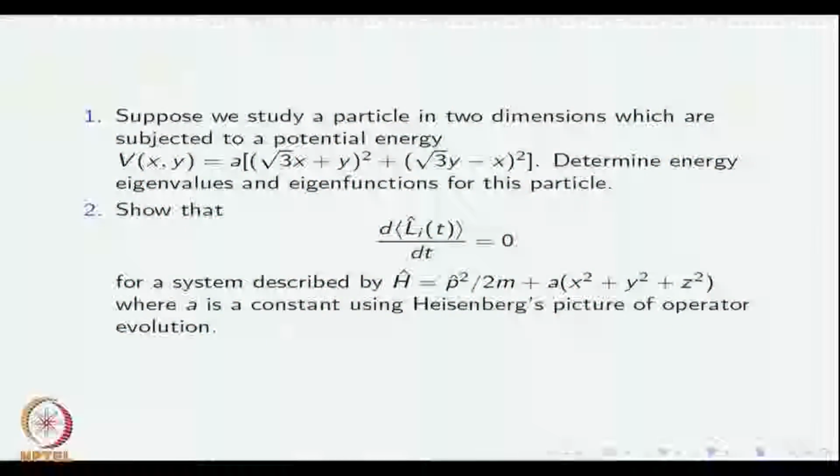So, let us start with the harmonic oscillator problem. In problem 1 of this tutorial, you are given a potential energy term in terms of the Cartesian coordinates x and y, and you are asked to determine the energy eigenvalue and the corresponding eigenfunction for the particle, which is subjected to a 2-dimensional potential. In order to solve this question, we will try to simplify the potential given to us.